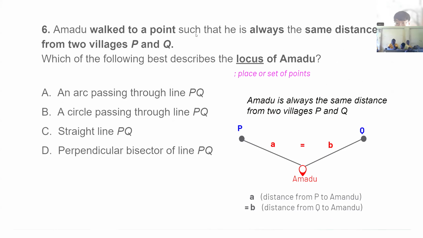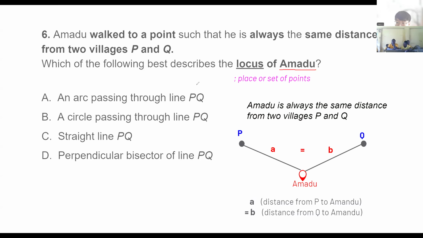Amadou walked to a point such that he is always the same distance from two villages, P and Q. Which of the following best describes the locus of Amadou? Locus is a place or a set of points. So what describes the point where Amadou is? What is this place called where the distances from P and Q are the same?